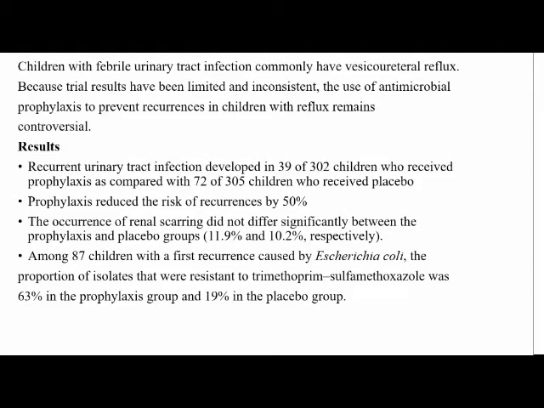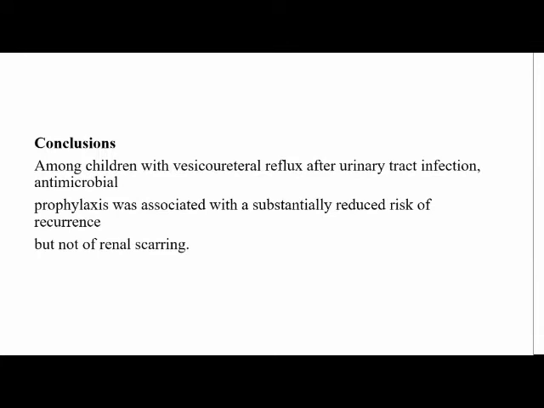Among 87 children with first recurrence caused by E. coli, the resistance to cotrimoxazole was 63% in the prophylaxis group and 19% in the placebo group. The study concluded that among children with VUR after urinary tract infection, antimicrobial prophylaxis was associated with a substantially reduced risk of recurrence, but no significant difference in renal scarring.